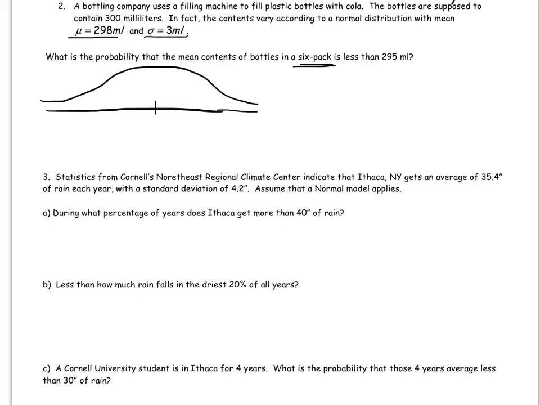So the mean is going to be 298 here. There's 295, so I'm looking for the probability that the mean contents are less than 295. Here, I'm assuming a random sample of six bottles, so my sample size is 6. So the standard deviation of the sampling distribution is going to be 3 divided by the square root of the sample size, which is 6.